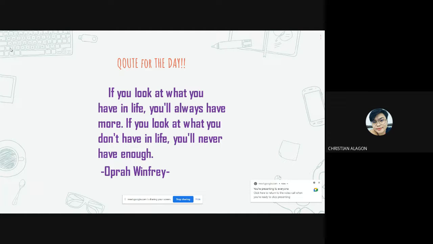If you look at what you have in life, you will always have more. If you look at what you don't have in life, you will never have enough. By Oprah Winfrey. The meaning of that is that we need to be contented with what we have and be happy because of what we have right now. We're experiencing a pandemic, so we need to be happy every now and then and be contented with what we have.